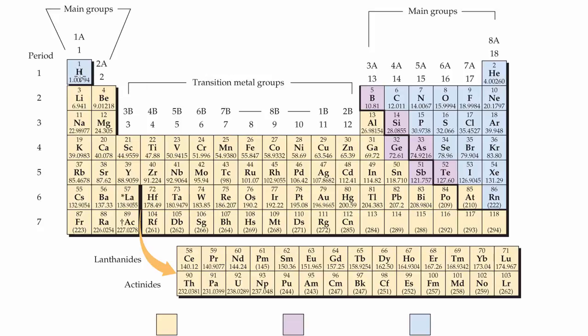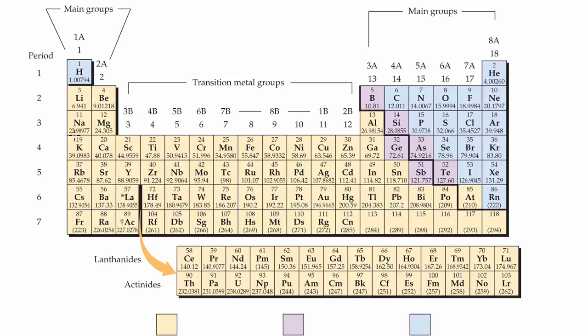Now, we also have groups. So the groups are the vertical columns. So for example, this vertical column here is group 1. That includes hydrogen, lithium, sodium, potassium, and so on. Here we have group 2, group 3, 4, 5, 6, all the way through 18. That is one numbering system where the groups are numbered 1 through 18. The other numbering system is the A and B groups, and that's the numbering system I used here.